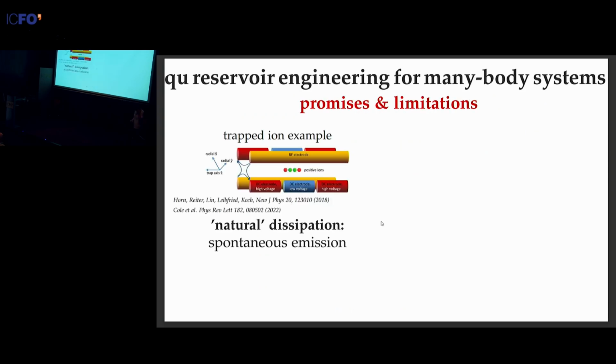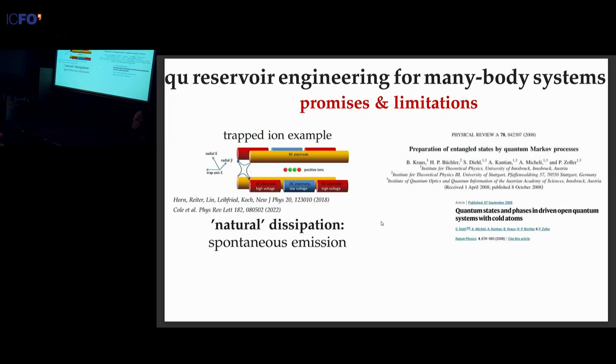Okay, but let's come back to the bigger picture of quantum reservoir engineering. The key point of this example is that here we have used natural dissipation, namely spontaneous emission from this highly excited electronically excited state. And quantum reservoir engineering for many body systems is not a new story. It has already been discussed theoretically almost 20 years ago with many, many papers telling us how you can use these processes to prepare really non-trivial many-body states.